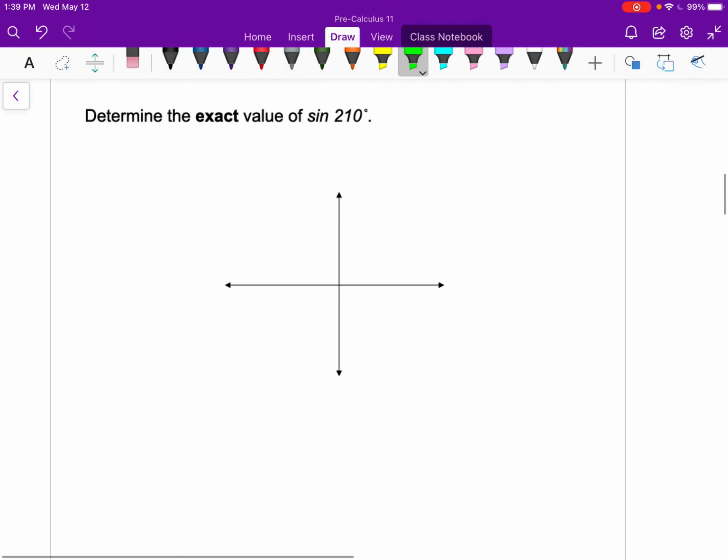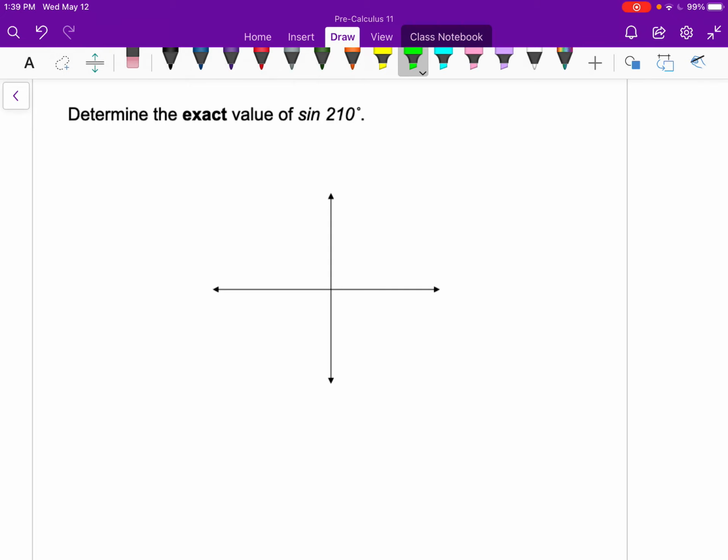All right. So determine the exact value of the sine of 210 degrees. Now, when I say exact value, I mean if you went to your calculator, there's a good chance it would give you a decimal approximation. And again, as we've seen for most of these last few lessons, we don't need a calculator.